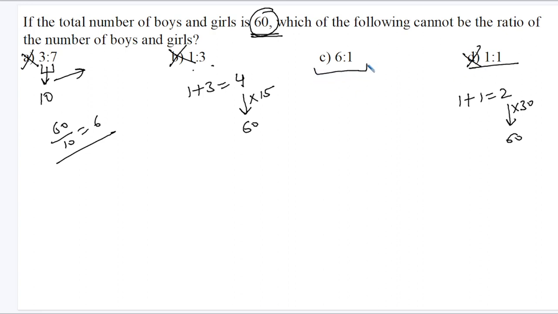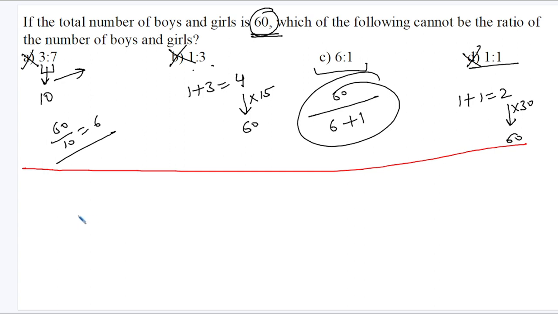But yes, this is not possible. 6 plus 1 will not divide 60. You will get a multiplier as a fraction or a decimal value. So that's not possible, because you can't have the number of boys and the number of girls as a fraction or decimal number. You could have taken this question using the x method also, though we are doing the same thing. Instead of writing x, I'm just doing it without x. If I need to do it with x, how will I do it?